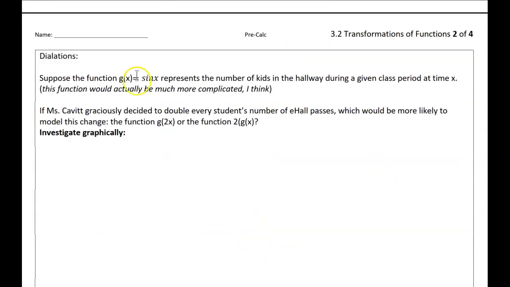Okay, for our last trick, we're going to consider what is called a dilation, and a dilation is a stretch of a function. So take a second to read this problem if you haven't already. I'm not going to read it to you. Essentially what we're saying is we're using a sine function to model the number of kids in the hallway, which as you know, increases or decreases throughout the course of the period, right?